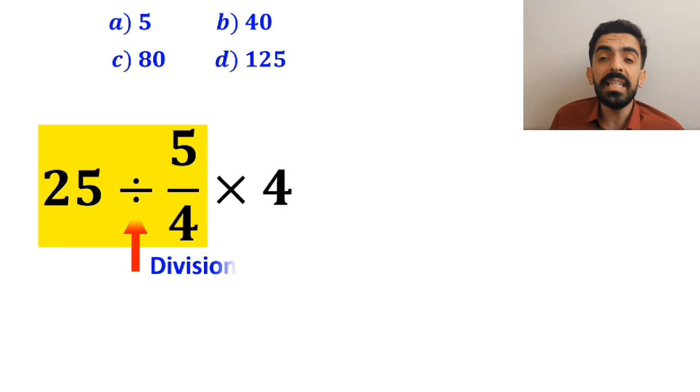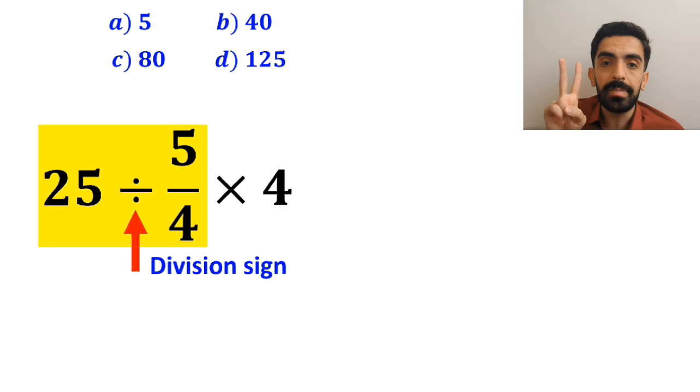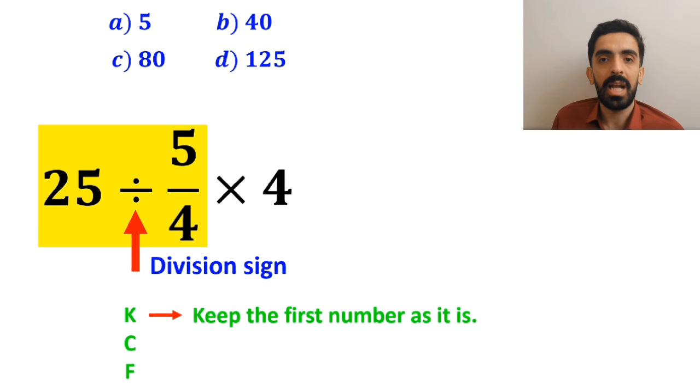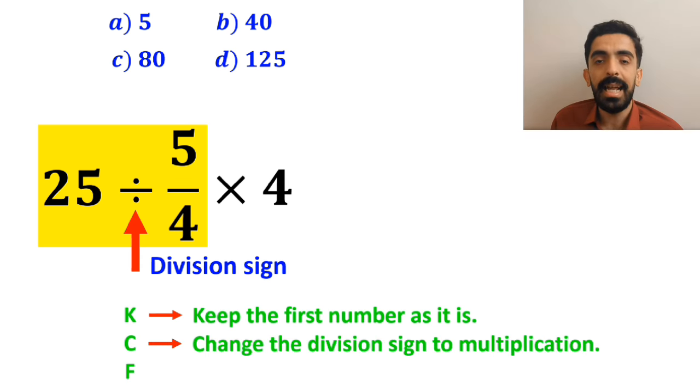Okay, whenever we see a division sign between two terms, the best thing to do is to apply the KCF rule. In this rule, K stands for keep the first number as it is. C stands for change the division sign to multiplication, and F stands for flip the second fraction. So, we remove the highlighted part and we write this expression as 25 times 4 over 5 multiplied by 4.